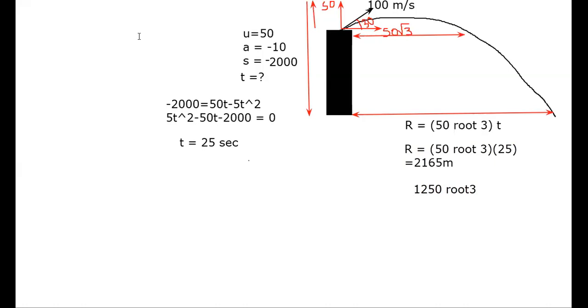Sir, could you please explain the derivation? How did you come to 50 root 3t as the total range? This one, range is speed into time. Yes, it's a uniform motion, no? Horizontal. So I am taking from the initial point. The time it takes from the initial point to reach the ground, that I did by the motion equations. Correct? I got t approximately 25.